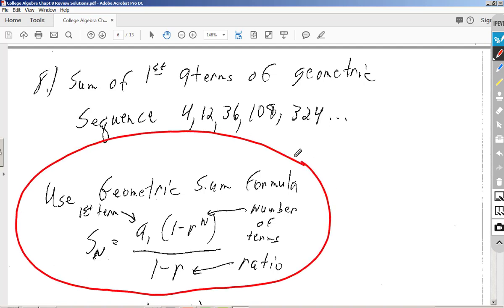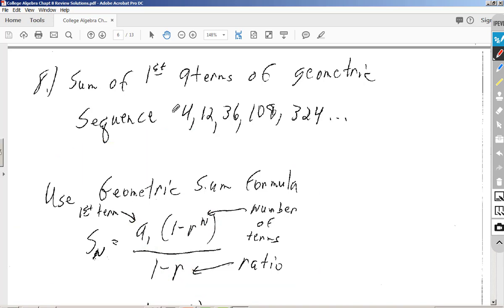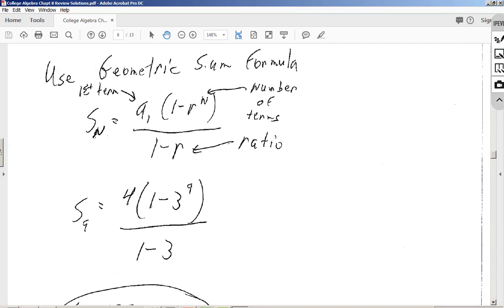Notice that the geometric sum formula will be given to you on your formula sheet on your test. Here's your first term, a sub 1, and here is our number of terms, which is n. R is our ratio, and that is the amount that it is being multiplied by to get to the next term. So we just have to find those. Notice here's a sub 1, which is 4. And R, we have to find.